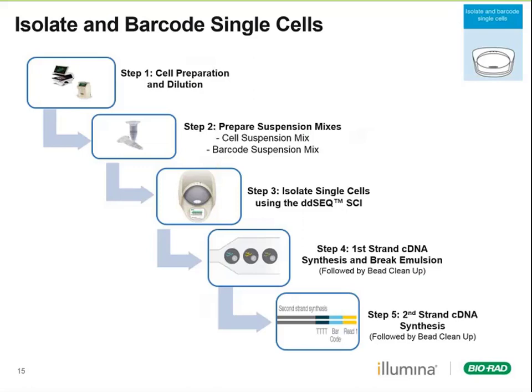Once we have our droplets, we transfer to a 96-well plate, perform first-strand cDNA synthesis, which also barcodes the individual transcripts, and then break the emulsion so we no longer have droplets. We clean up this reaction with a bead cleanup. Then we complete the first part by performing second-strand cDNA synthesis, followed by another bead cleanup.